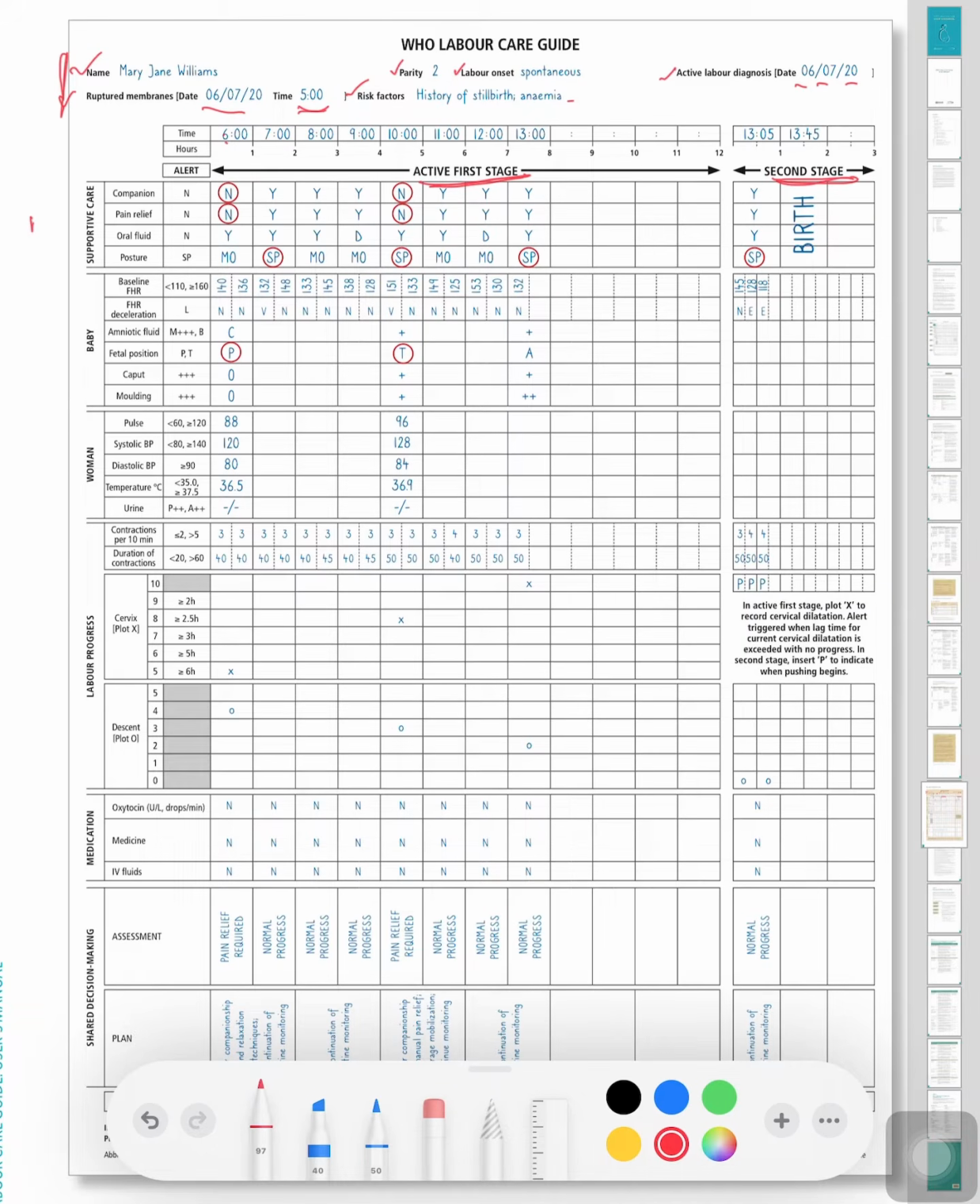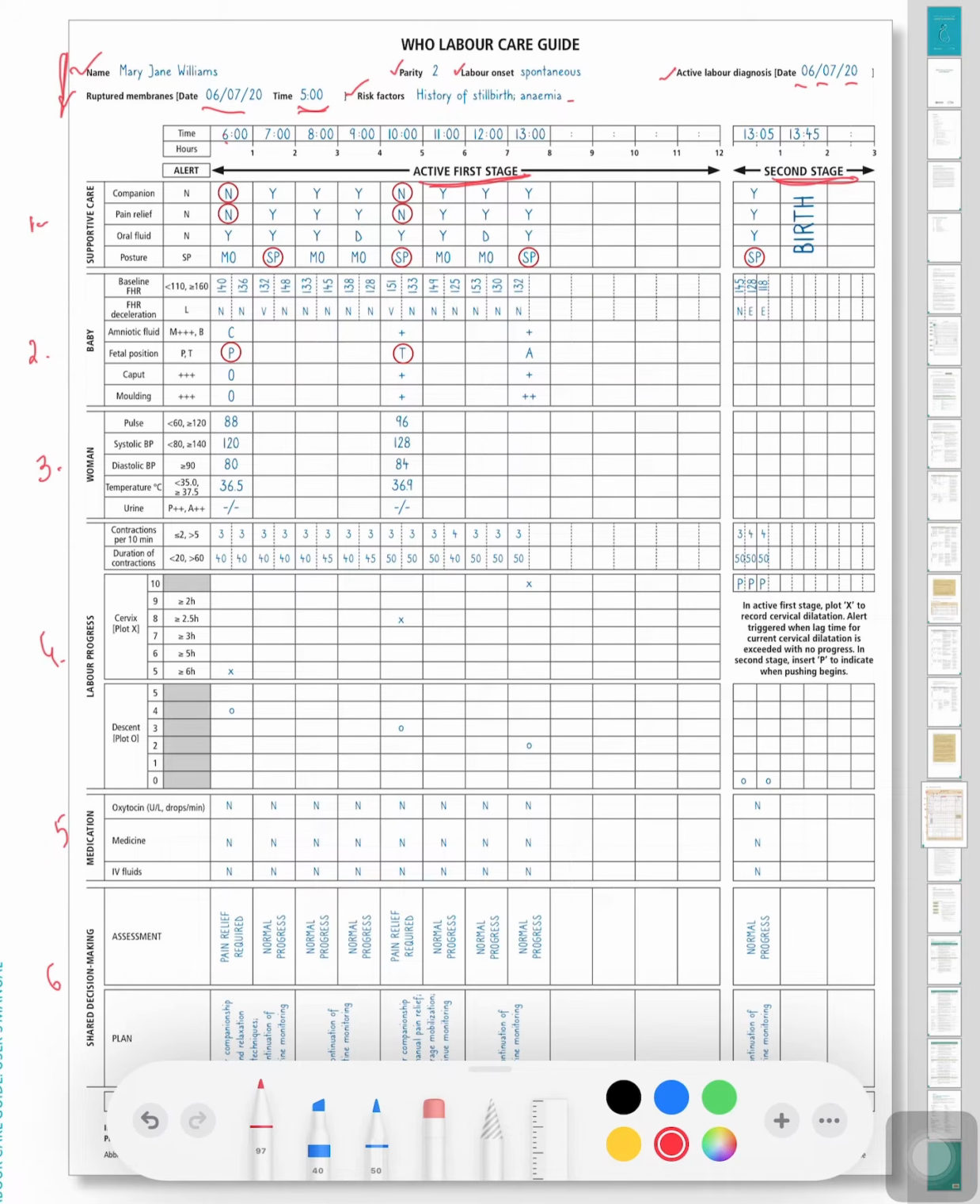Here are the sections. There are a total of 7 sections. This is the first section, which consists of the supportive care. The second section consists of the care of the baby. The third section consists of the care of the woman. Fourth is the labor prognosis. Fifth is the medication. And sixth is the shared decision making.